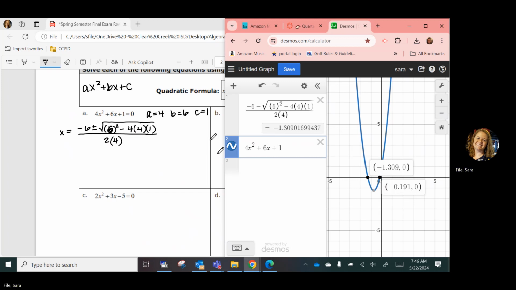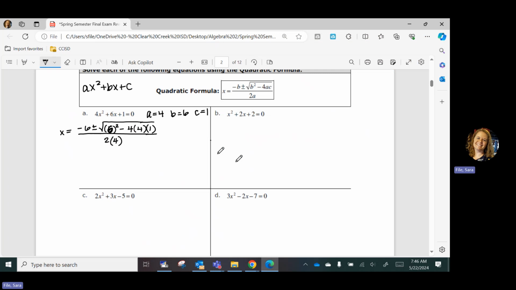Okay, now to get the actual fraction answer, I'm going to simplify this, not all at once in the calculator. I'll do it step by step. So I'm going to do what's under, that's a 6, not a B. So negative 6 plus or minus, and then down in the denominator, that's an 8. Now I'm going to simplify what's under this square root. So 6 squared is 36, and then 4 times 4 times 1 is just 16. So we've got 36 minus 16 is 20. So we've got the square root of 20 under there. Okay, now if you can simplify, you should simplify.